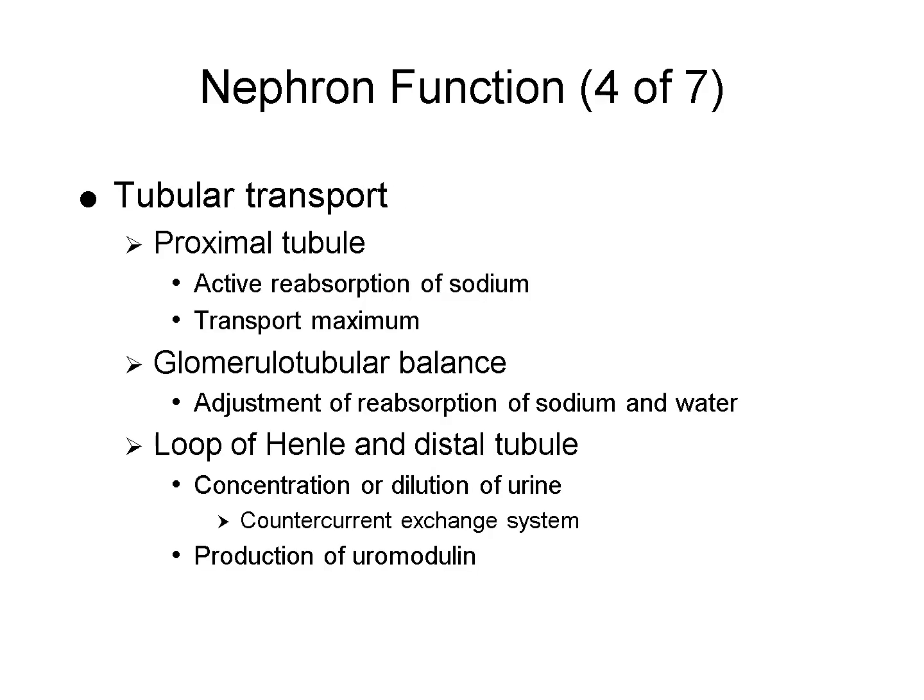Tubular transport begins in the proximal tubule, where sodium is actively reabsorbed. The loop of Henle and distal tubule further regulate urine concentration through the countercurrent exchange system. The kidney carefully maintains glomerulotubular balance to match reabsorption to the filtered load. Additionally, the nephron produces uromodulin, a protein that influences tubular immunity and salt handling.